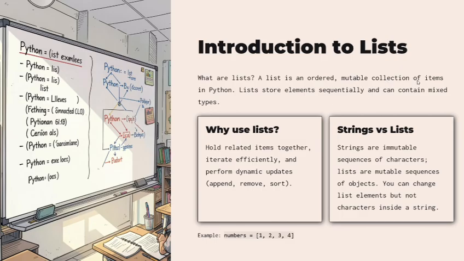Okay, so collection. What is collection? A list can store multiple items together. Instead of creating separate variables, a is equal to 1, b is equal to 2, c is equal to 3, d is equal to 4, we can store everything in one list.